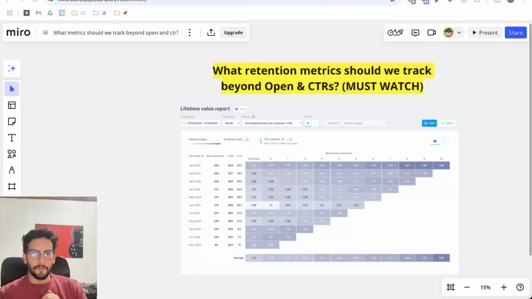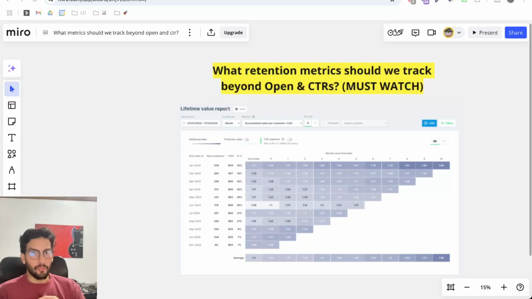Most e-commerce businesses and email agencies focus on two main metrics when it comes to email marketing: open rates and click rates, right? The problem is that those two metrics don't give you an accurate description of what your retention strategies are doing to your business, and they don't give you a high-level overview of what exactly is going on with your retention efforts, right?